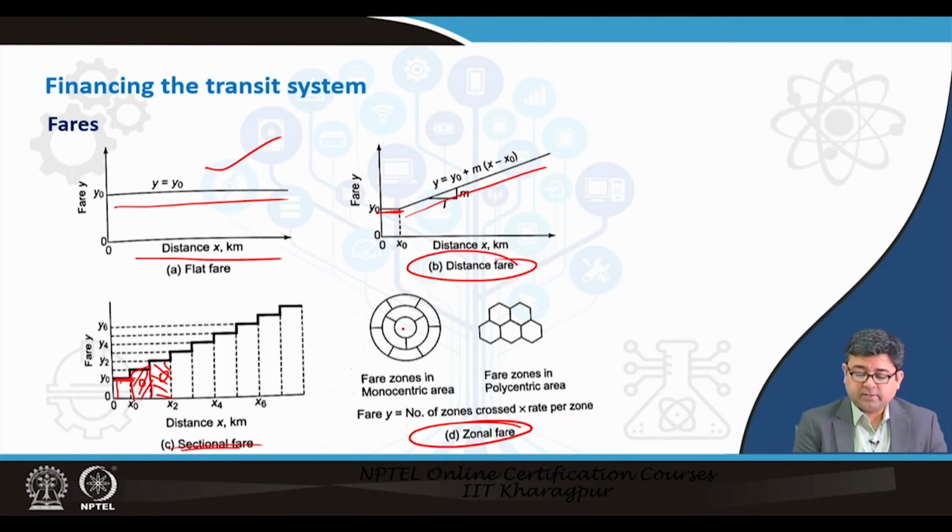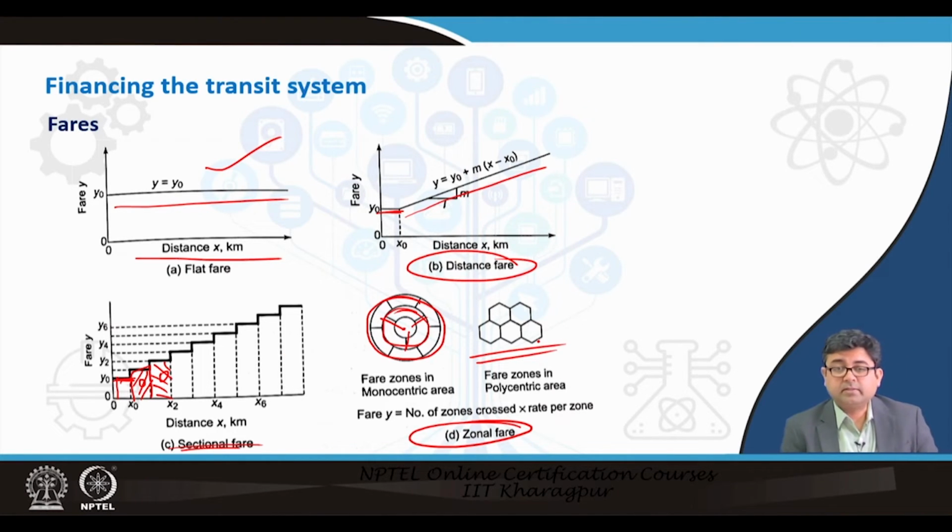If you have a city such as Delhi where everything radiates out of the center, then you may have one radial zone within which people are charged the same fare. Then if you go out of that zone, you may be charged a different fare. There are also polycentric area fares that can be applied for your city's urban transportation system or bus transport system.